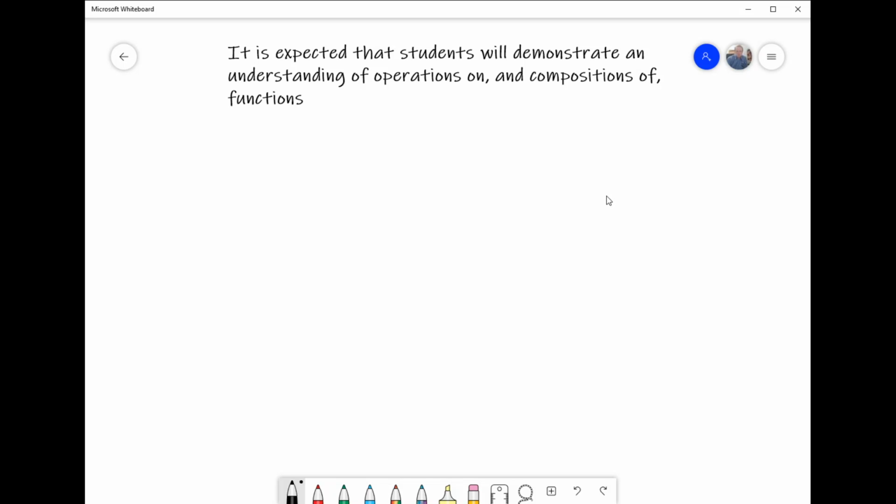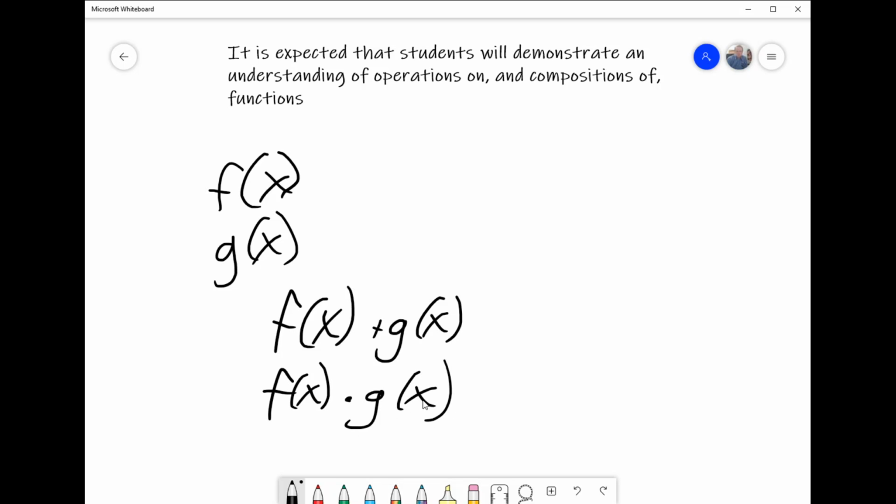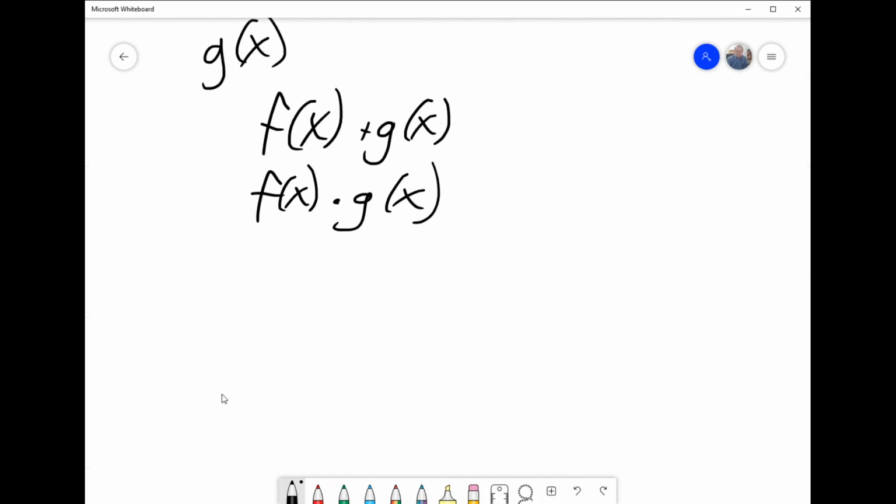In a nutshell, we have already worked with things like f of x and g of x, usually plotted separately. Starting in Math 30-1, we're going to deal with things like f of x plus g of x, or f of x times g of x. These are the operations on them. We'll be able to add, subtract, multiply, and divide functions just like we could before. We've already been doing that if you think about it.